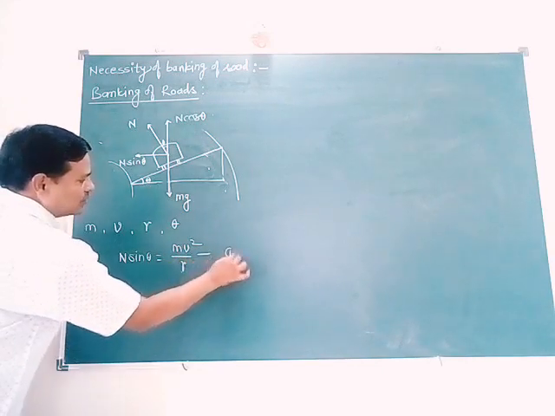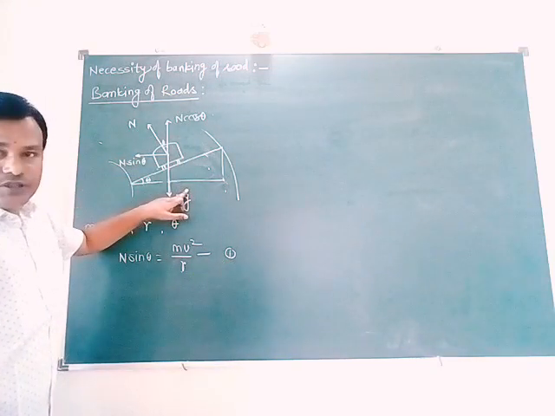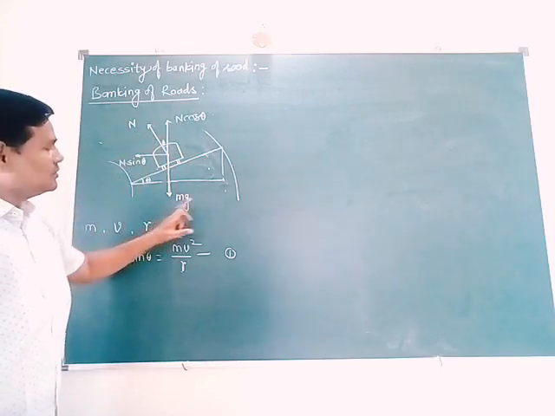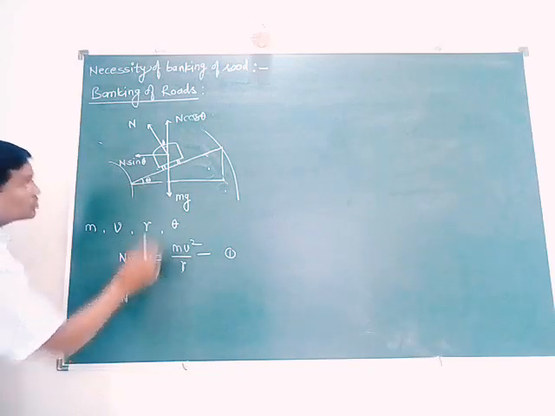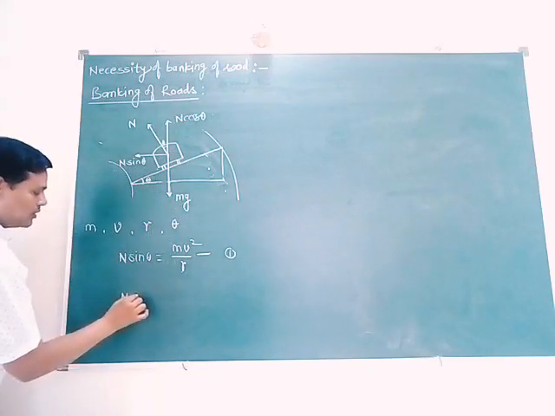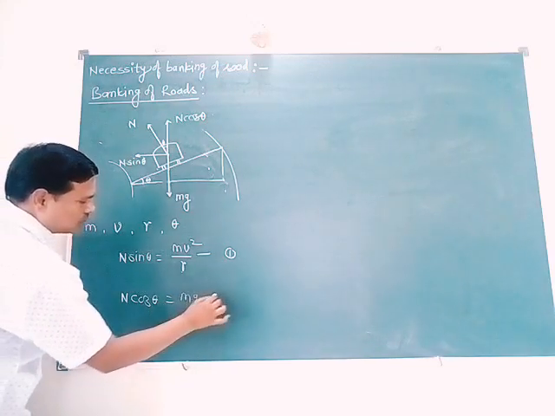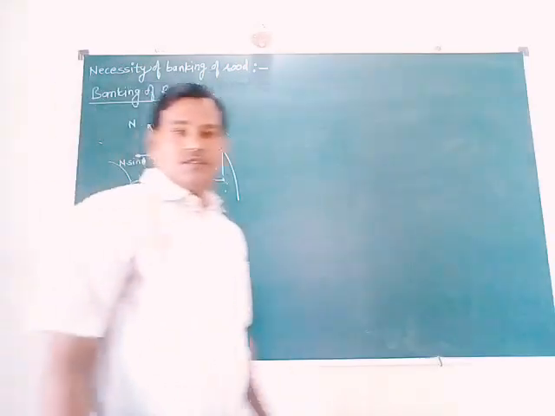Call this as 1. And this n sin theta, which is opposite to mg, means this n sin theta must balance the weight of the vehicle. Therefore, n cos theta balances the weight of the vehicle. So n cos theta is equal to mg. Call this as 2. So these are the two equations.